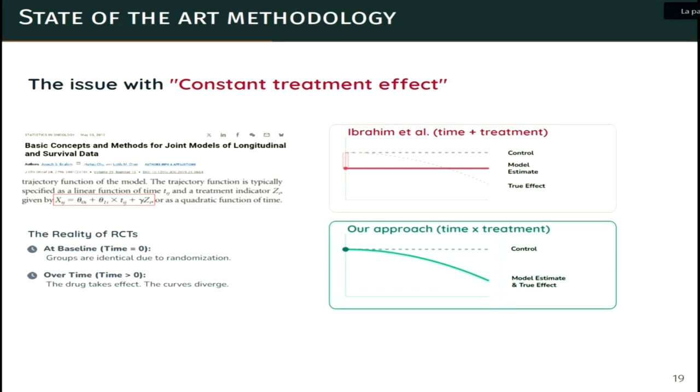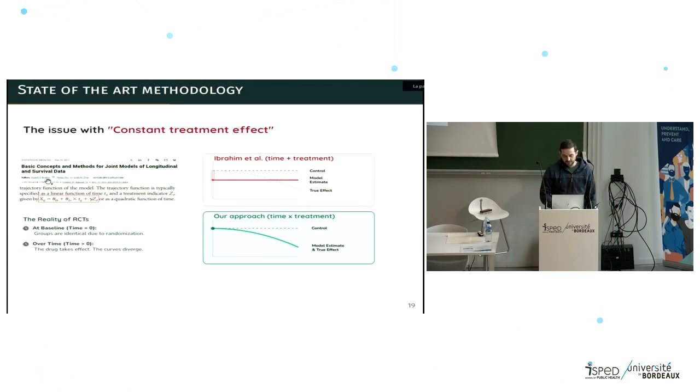One important point, there is this paper in the Journal of Clinical Oncology by Joseph Ibrahim. This is basically the biggest paper for joint models in cancer. It has hundreds of citations. And if you read it, you will see the longitudinal model he proposed includes treatment as an indicator with a constant effect. I think it's a pretty bad idea in a randomized clinical trial to assume a constant treatment effect. Why? Because of randomization.